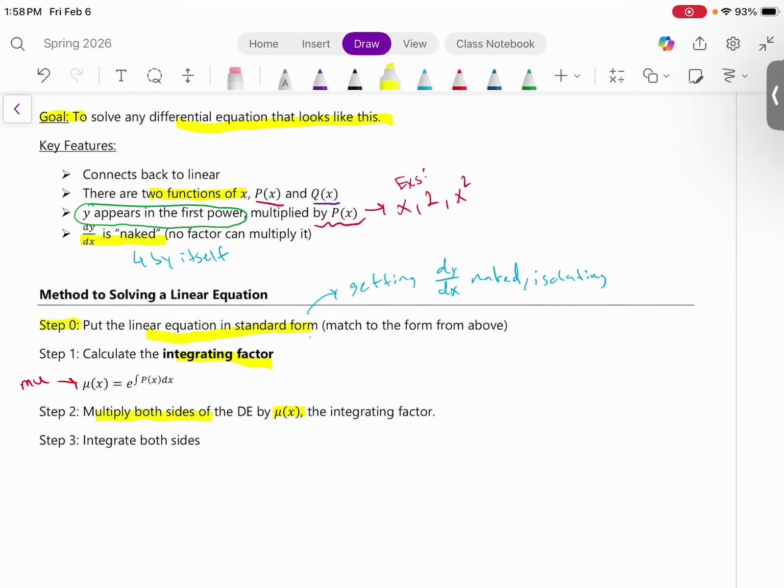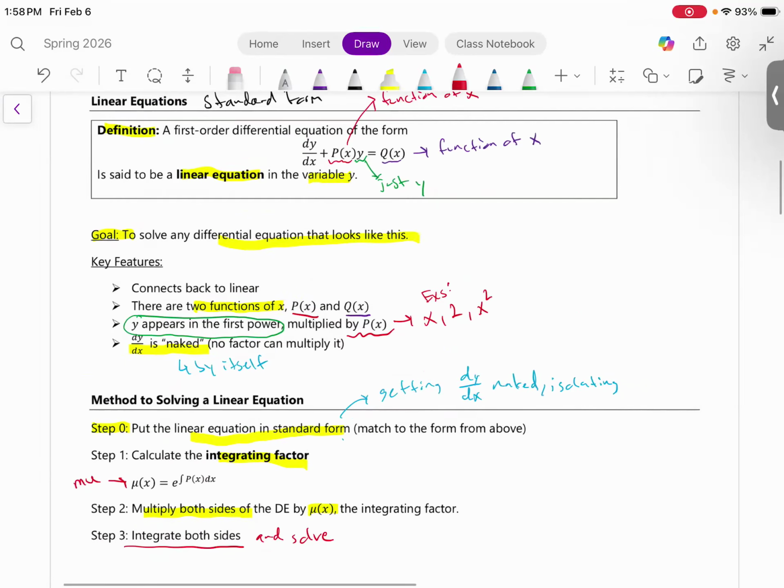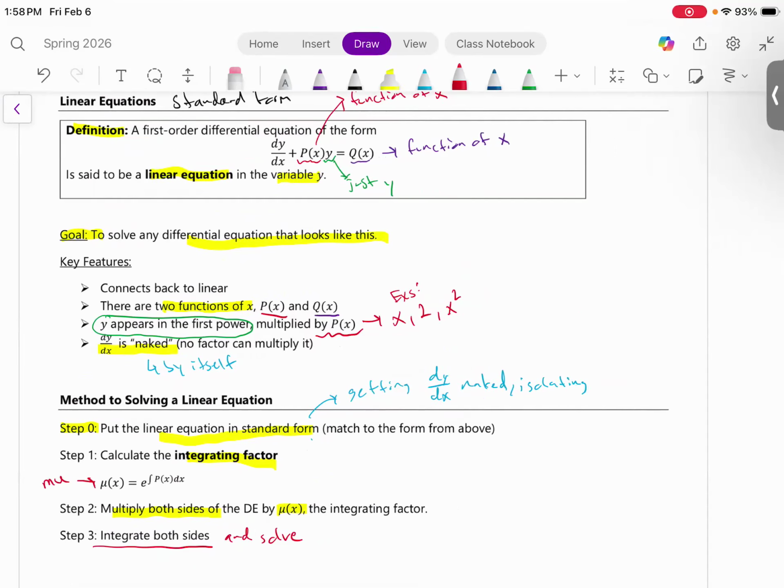Okay, so we get down to step three, and what do we want to do with differential equations? We just want to integrate both sides and solve. Okay, so that is the definition of a linear equation, the key components of it, and the game plan to solving them. Okay, so we're going to go ahead and solve a couple, but that will be in the next videos. So that's it for this one.